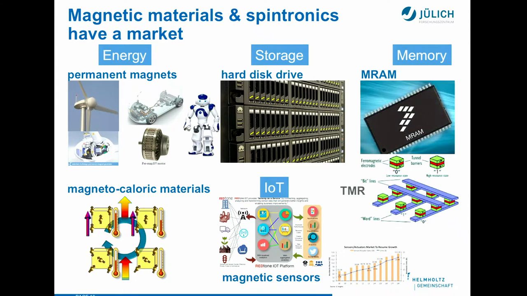So basically, magnetic materials enter the area of energy. For many things, you need permanent magnets. The area of storage, for example, the hard disk drives. And now the MRAM is also part of our devices. So it goes into the L2 cache of the mobile phone. And magnetism also has a future in magnetocaloric materials. This depends very much on the energy price. And in the area of the Internet of Things, in particular due to magnetic sensors. So basically, behind there is a big field, but I'm concentrating here on the spin-orbit interaction.